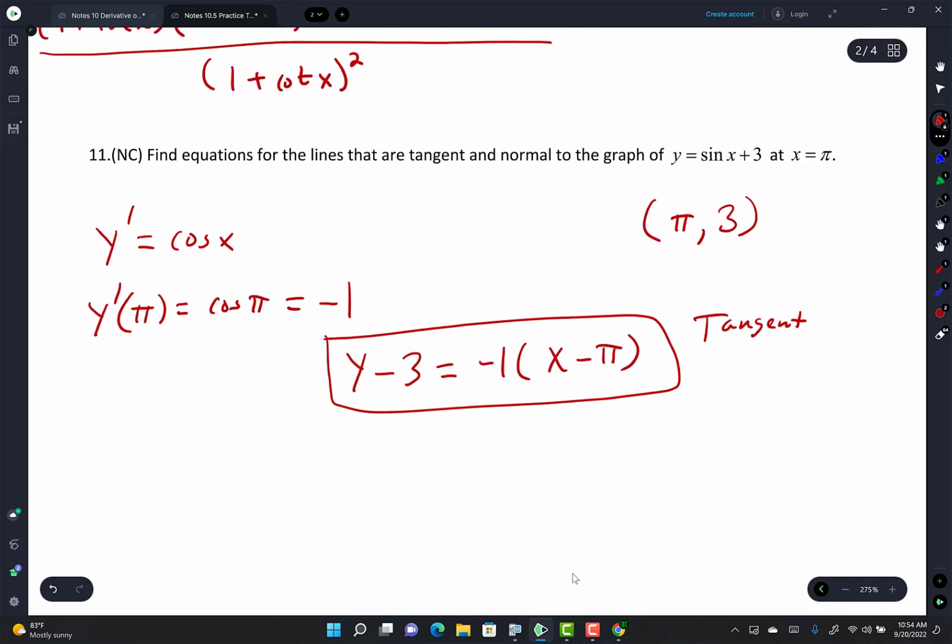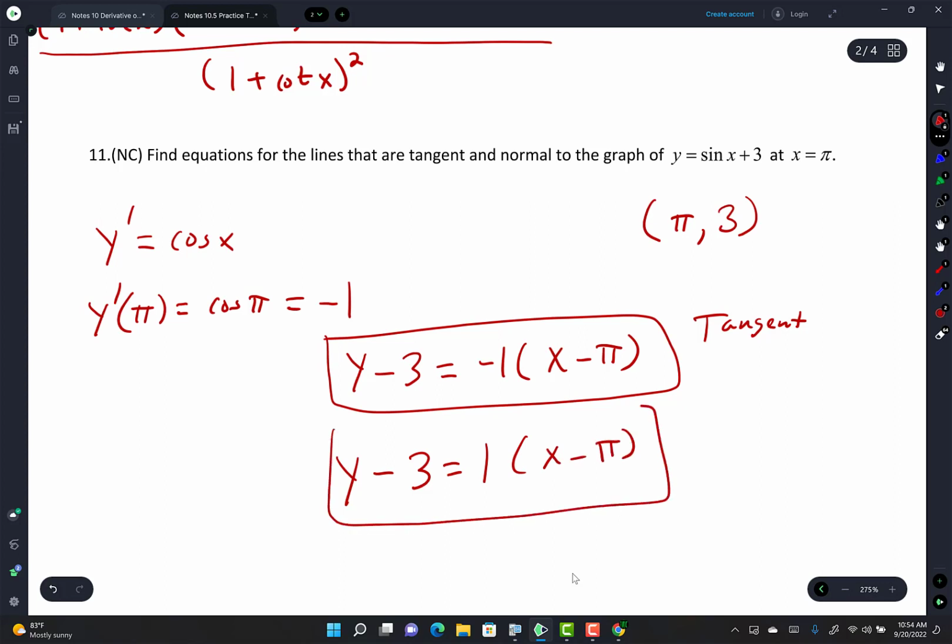The normal line is the same thing. Y minus 3 equals, but opposite reciprocal for the slope. What's the opposite reciprocal for negative 1? 1. Times x minus pi. Normal. Let's see if it really does look like a tangent and normal, guys.